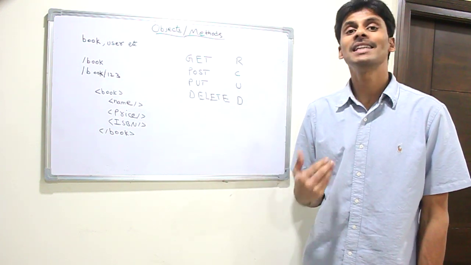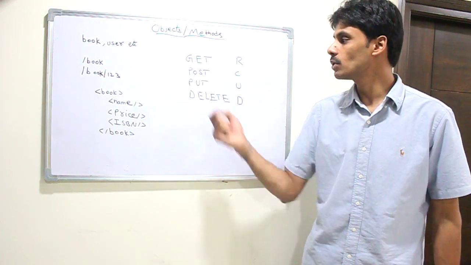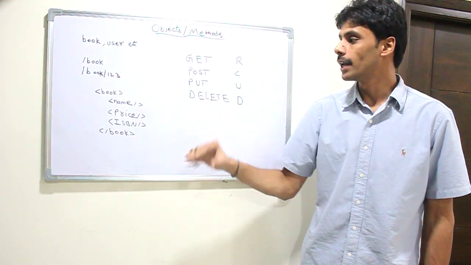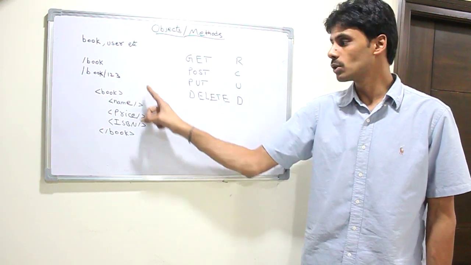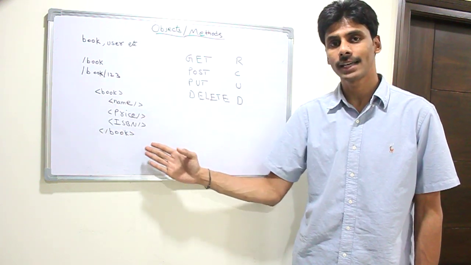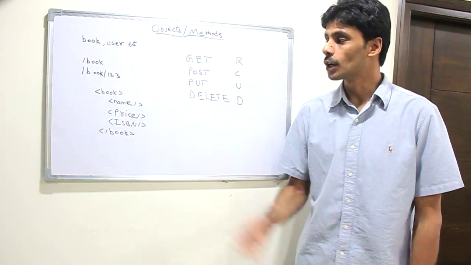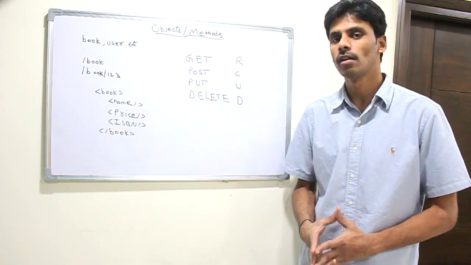Similarly, if the administrator or the library manager wants to add a book, he will be using the post method and the content will be sent in like this along with the post request. We can use multiple data formats. In this case, it's an XML example wherein I have the book name, price, ISBN number, etc. It could be a JSON format as well. RESTful services support multiple formats.